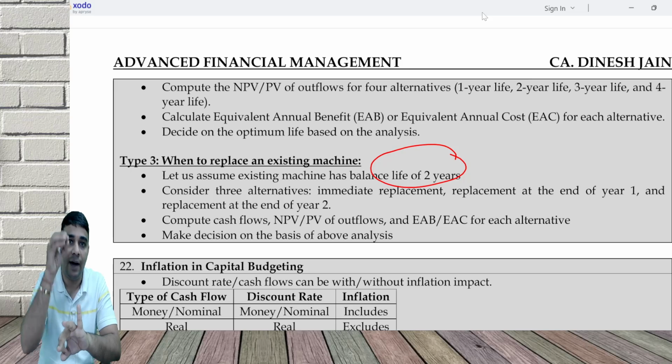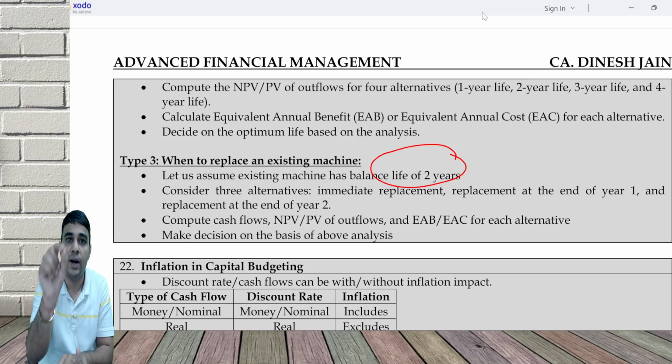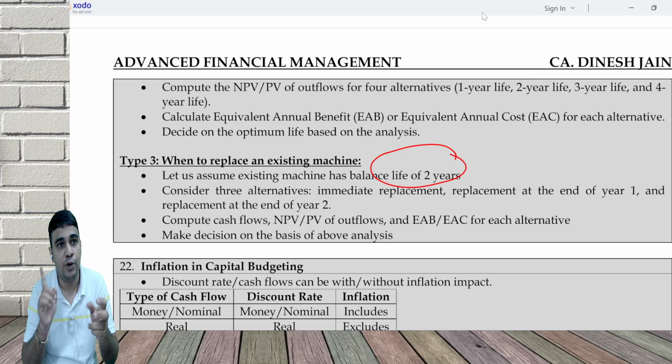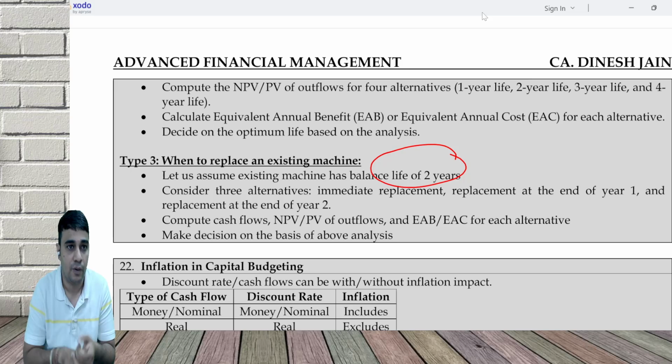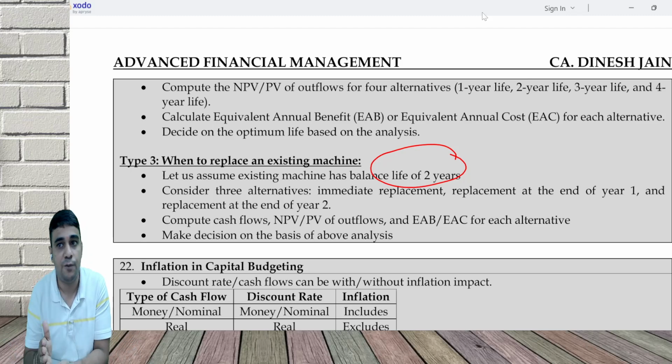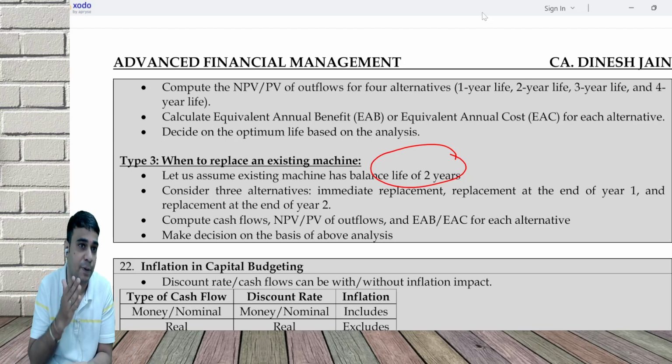So three types of question. One, I have an existing machine. I want one answer from you: should I replace or not? Second, I'm planning to buy a car. Tell me, should I use it for 1 year, 2 year, 3 year, or 4 year? Third, I have an existing car and I want to buy a new car. Don't tell me whether to buy or not. I have decided I want to buy. You tell me, should I buy now, wait for 1 year, or wait for 2 years? That is the answer I'm expecting from you.